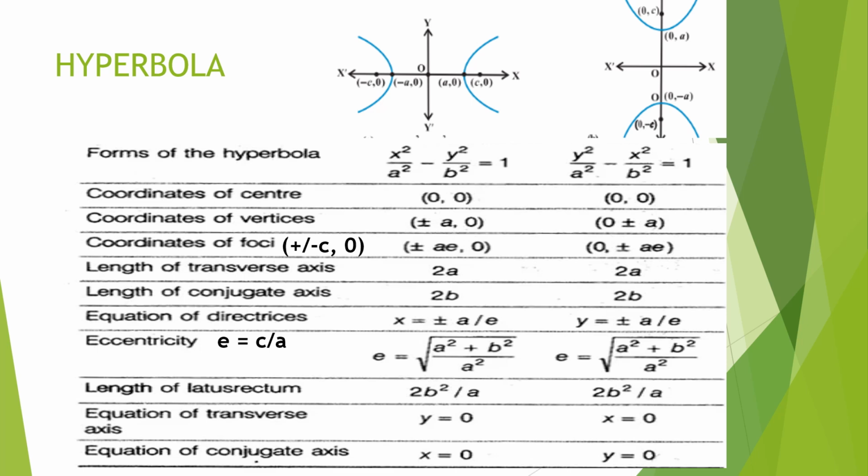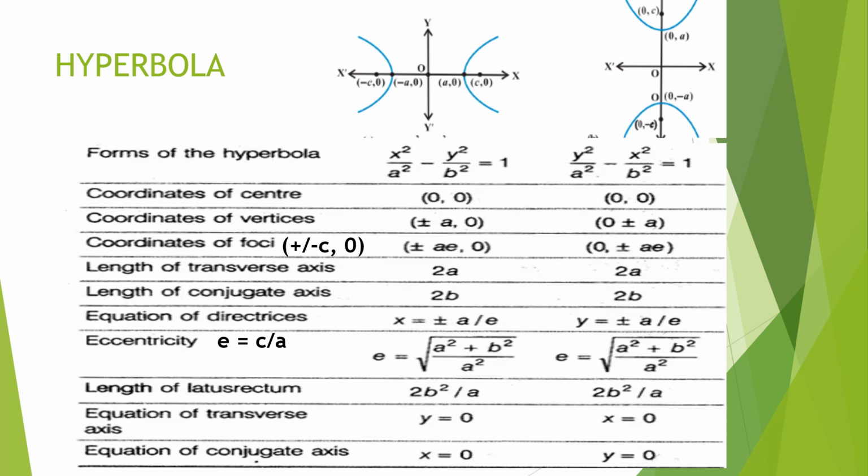There are two forms of hyperbola, x square upon a square minus y square upon b square equal to 1, and y square upon a square minus x square upon b square equal to 1. In each of the cases, the center is the origin. Coordinates of vertices in the first case, since the transverse axis is the x-axis, are (±a, 0). In the second case, it is (0, ±a), when the transverse axis is the y-axis.